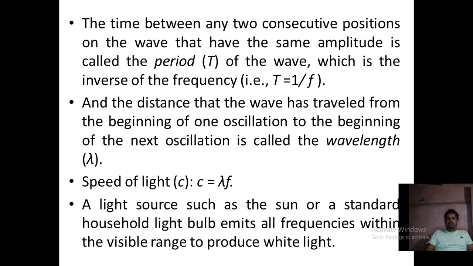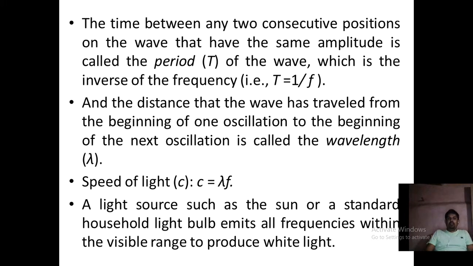That's why the speed of light c is calculated as lambda into f, wavelength into frequency. Understood? The length of each wavelength, that is, how much length each wave takes to complete one cycle, and how many such cycles occur in 1 second, gives the speed of light.